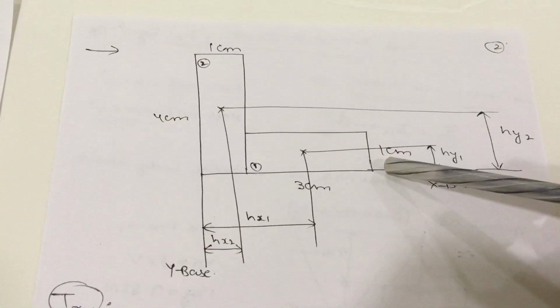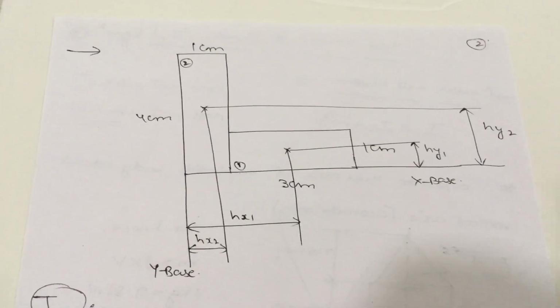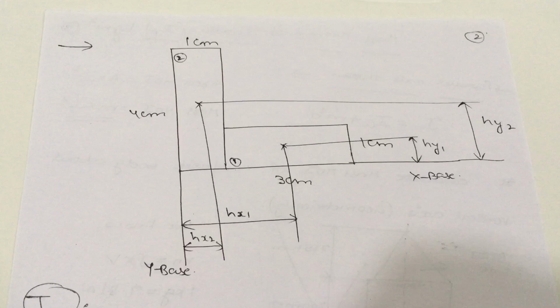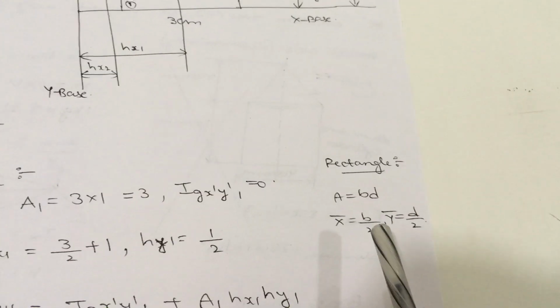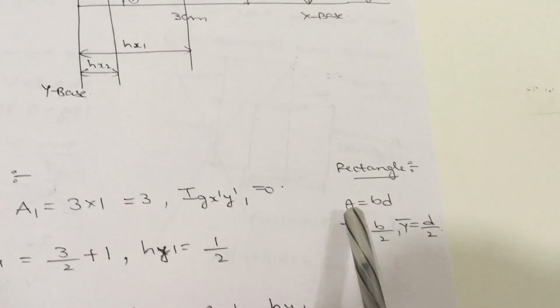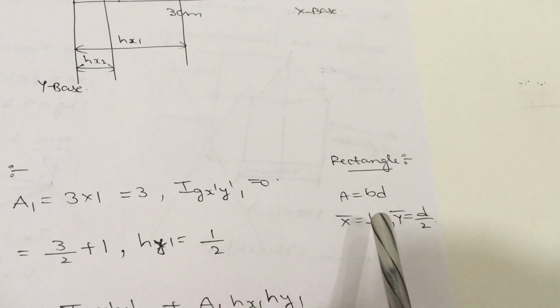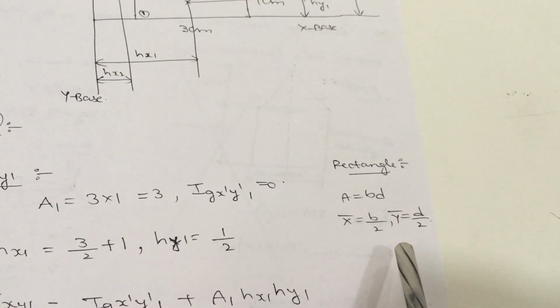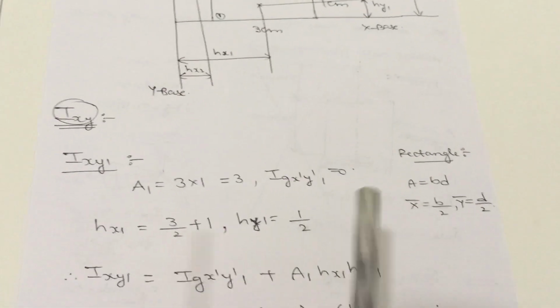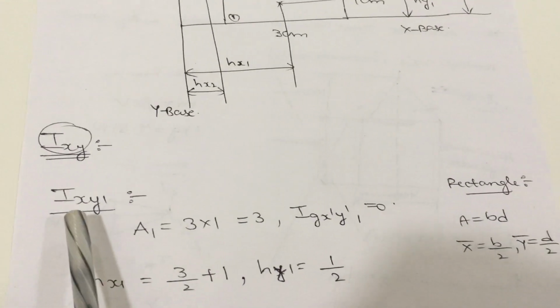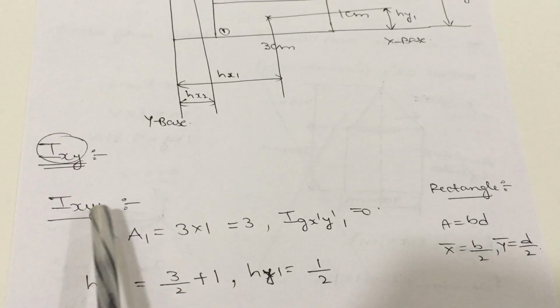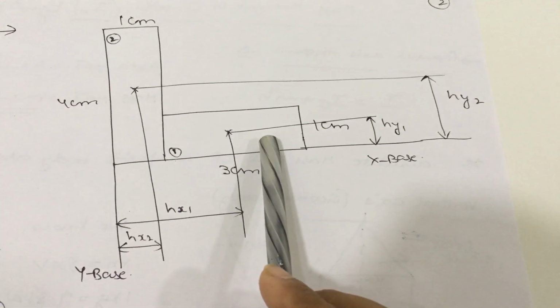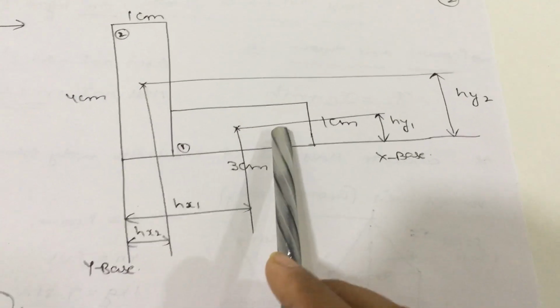As this is an L section, and an L section is a combination of two rectangular sections only, what are the formulas for the rectangular section? Area formula is BD, x bar formula is B by 2 and y bar formula is D by 2. So based on these formulas we can calculate all the h distances. Now we will calculate the ixy1, that is nothing but the product of inertia about xy for the first section.